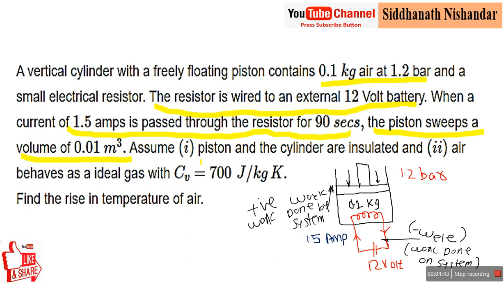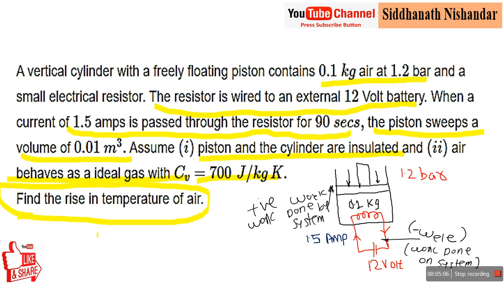Assume the piston and cylinder are insulated, which is very important here. The second assumption is that air behaves as an ideal gas with Cv. They have given the specific heat of that air as around 700 joule per kg Kelvin. Find the rise in temperature of the air.